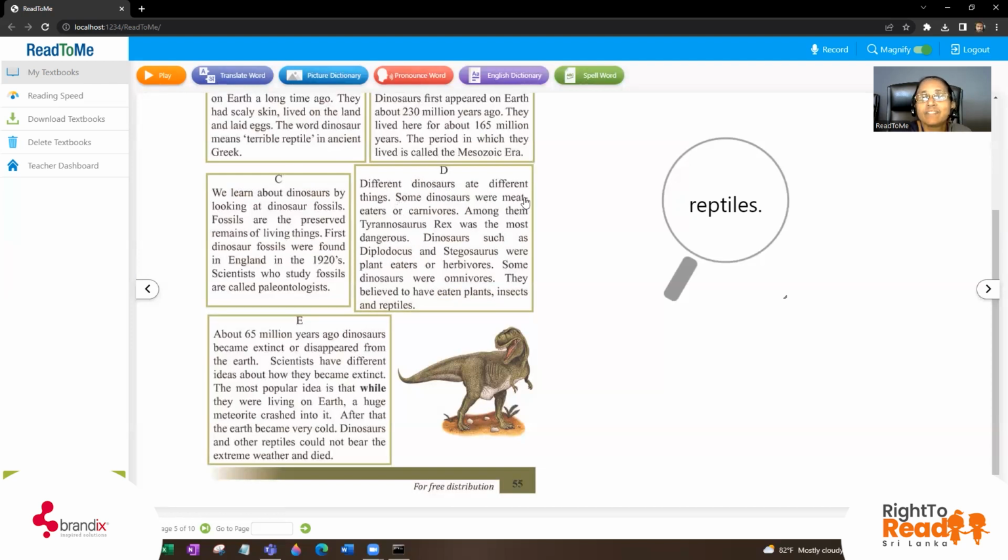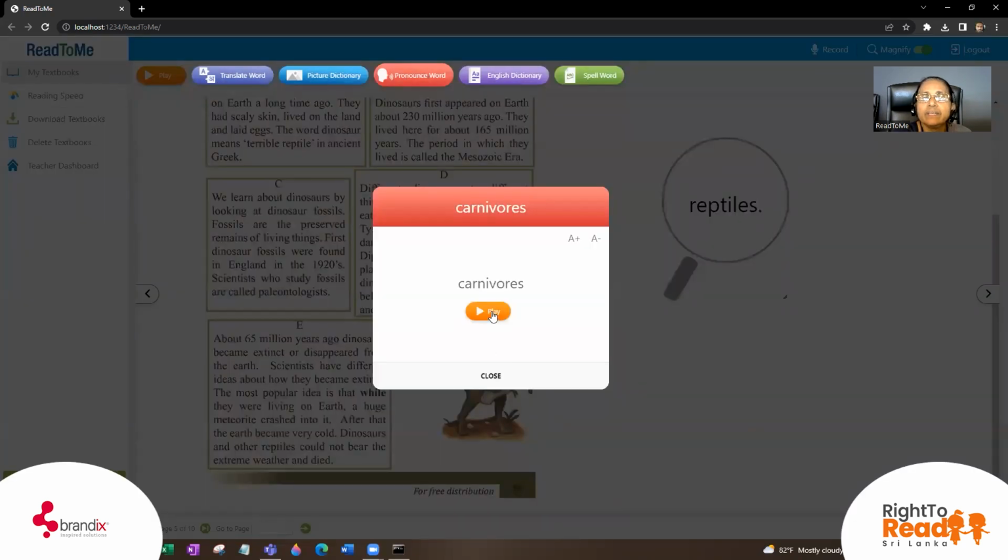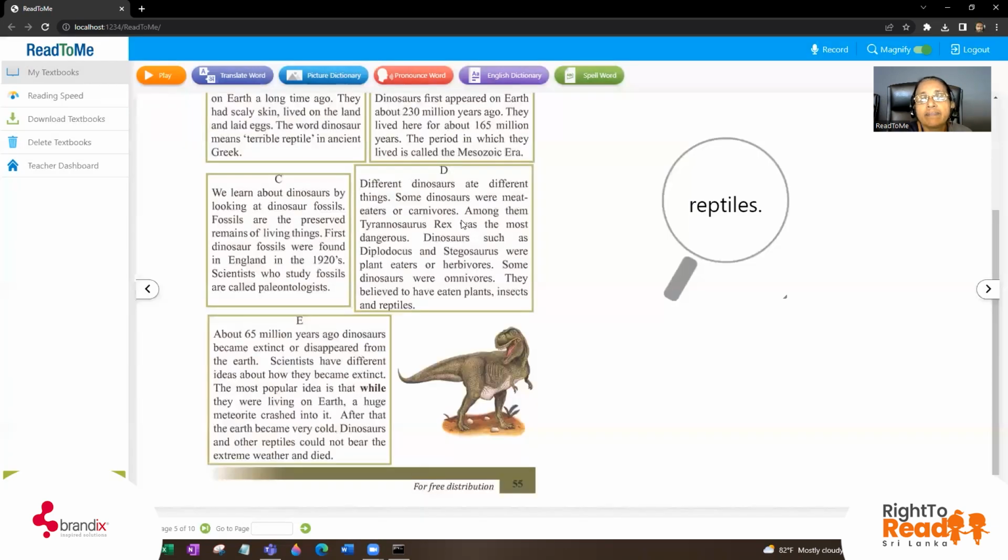Then some were meat eaters. They fed on meat. The animals who fed on meat are called, yes, carnivores. What is the word? Carnivores. Then, among them, there were some dinosaurs who ate plants only, herbs only. They were the plant eaters.